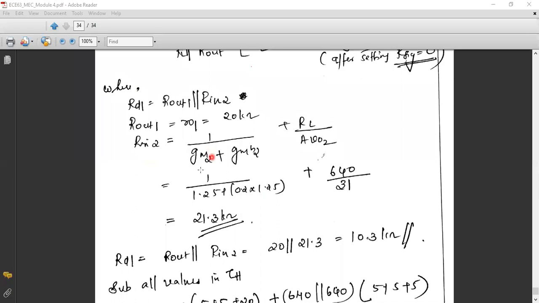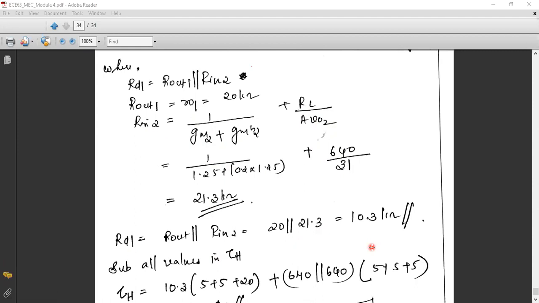So R_in is 1 divided by this, and all it is same, plus RL. RL is 640 for this particular case, divided by A_B naught 2, that is the voltage gain of the second stage, that is common gate, 31. So after substituting, we got 21.3 as R_in. Then RD1 is R_out parallel R_in. R_out is 20 kilo ohms, so 20 parallel 21.3, that is 10.3.